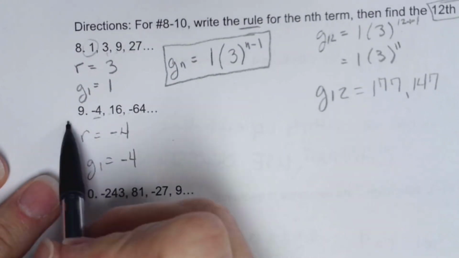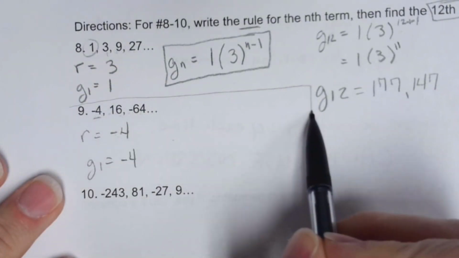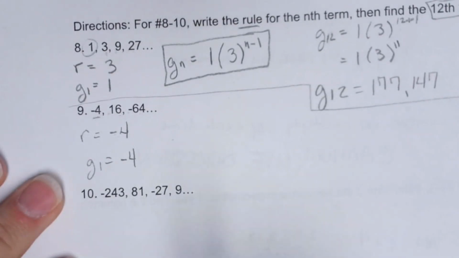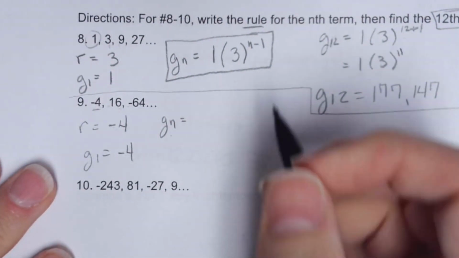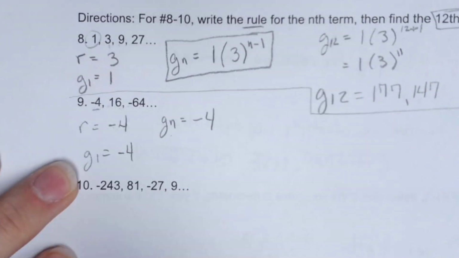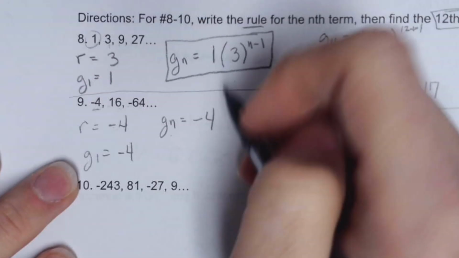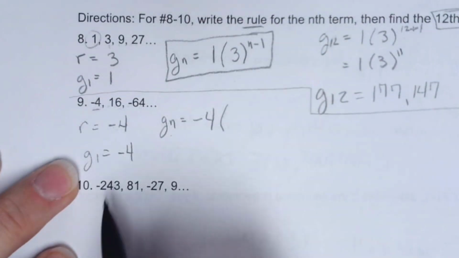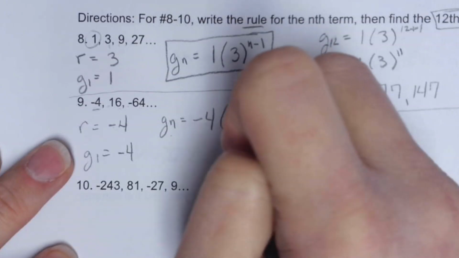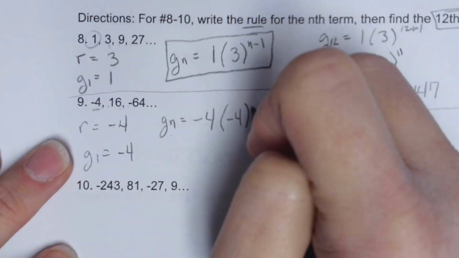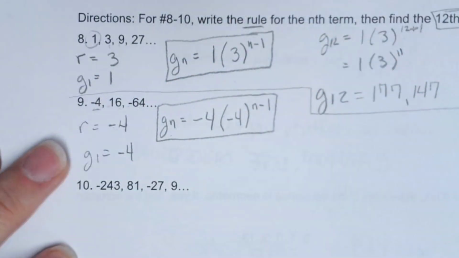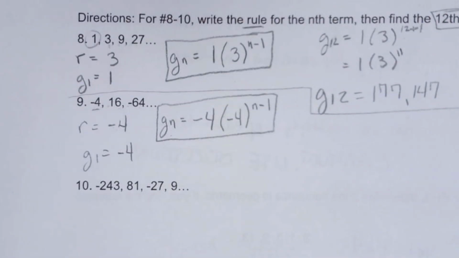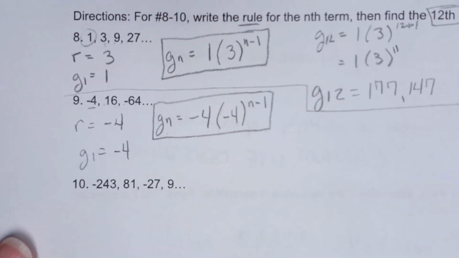So let's create our rule. This rule is going to be specific to this problem. Just remember that when you're writing these rules, they're specific to this problem. So I have Gn equals, my first term is going to be negative 4, right? It's my first term. I'm going to do a parentheses. I'm going to put in my ratio, my common ratio, which is also negative 4. And then I have n minus 1, and it is in exponent land. Okay? That's what I like to say. So that is my rule for this geometric sequence.